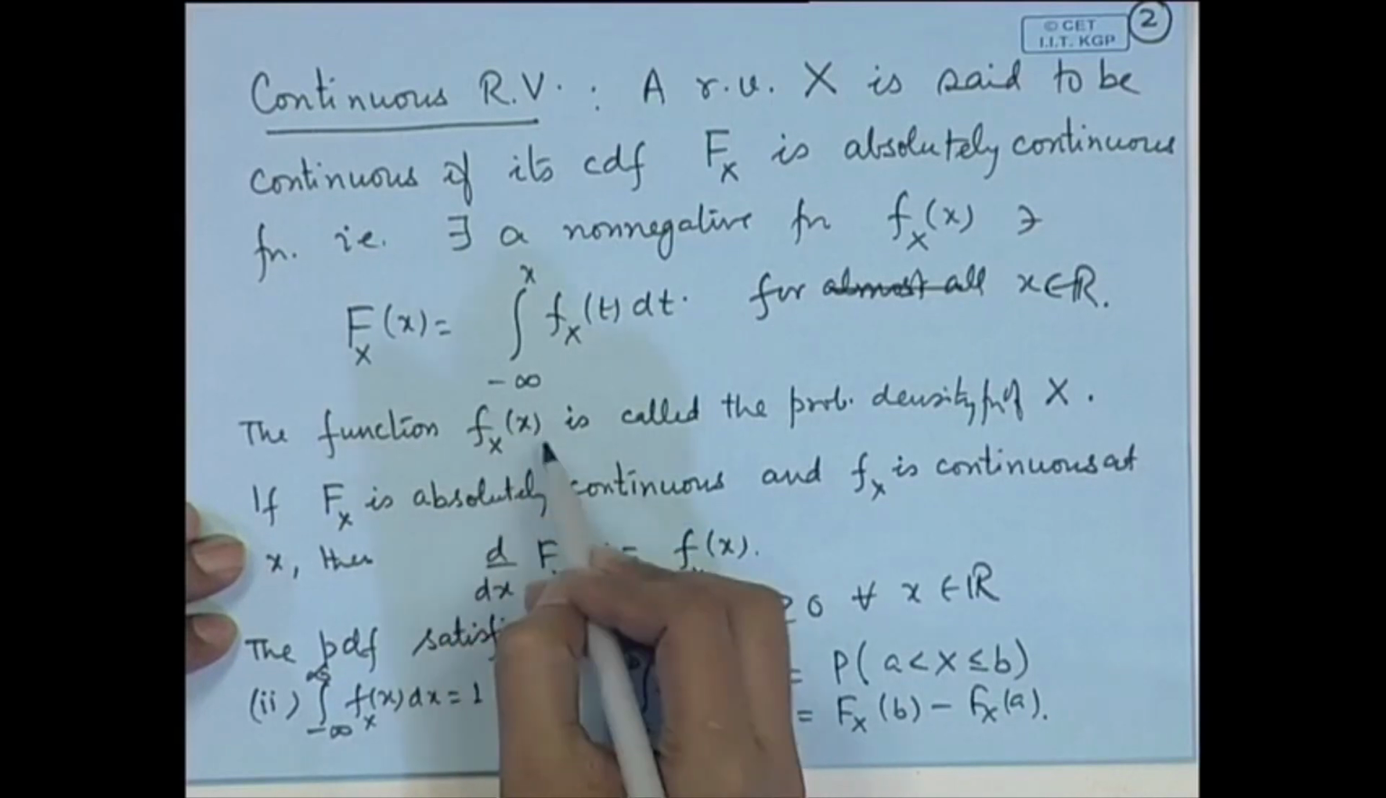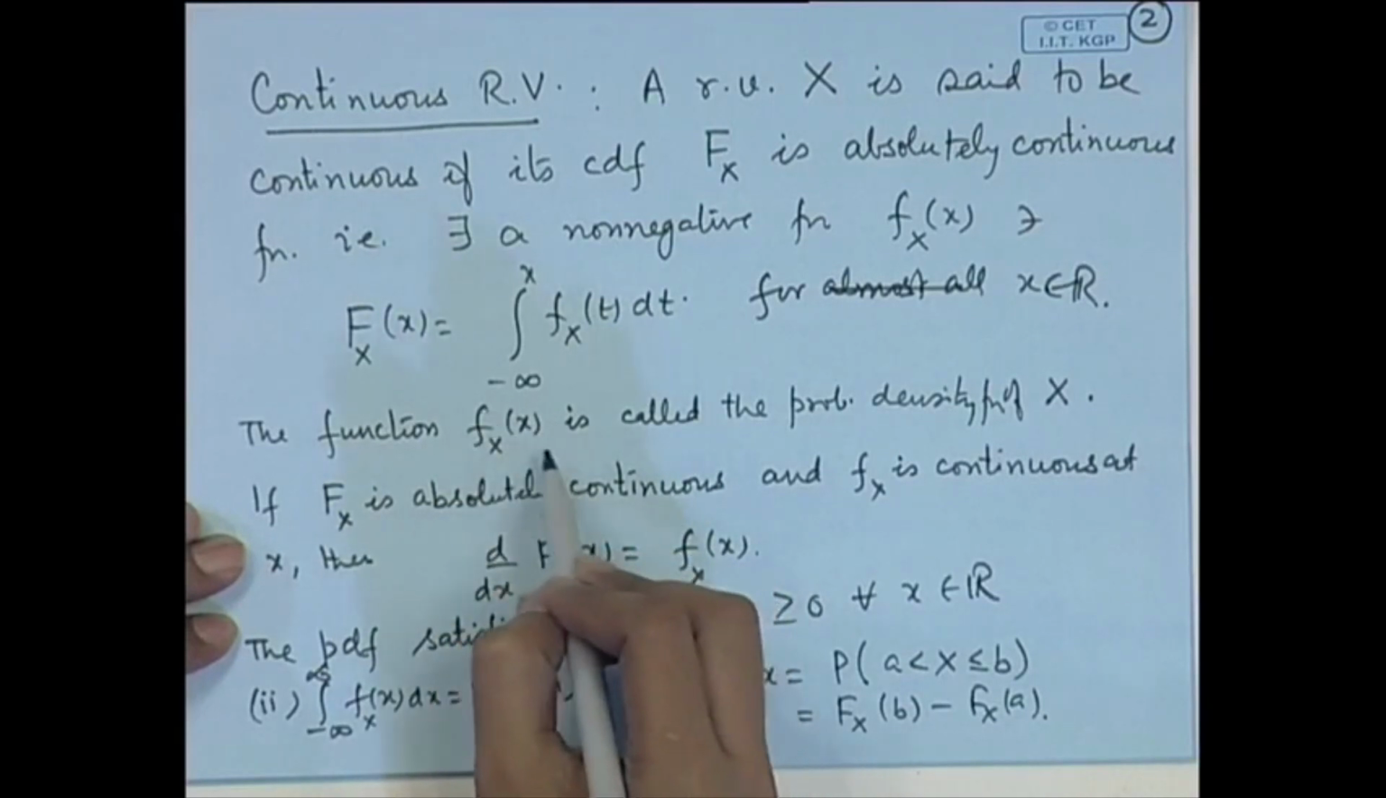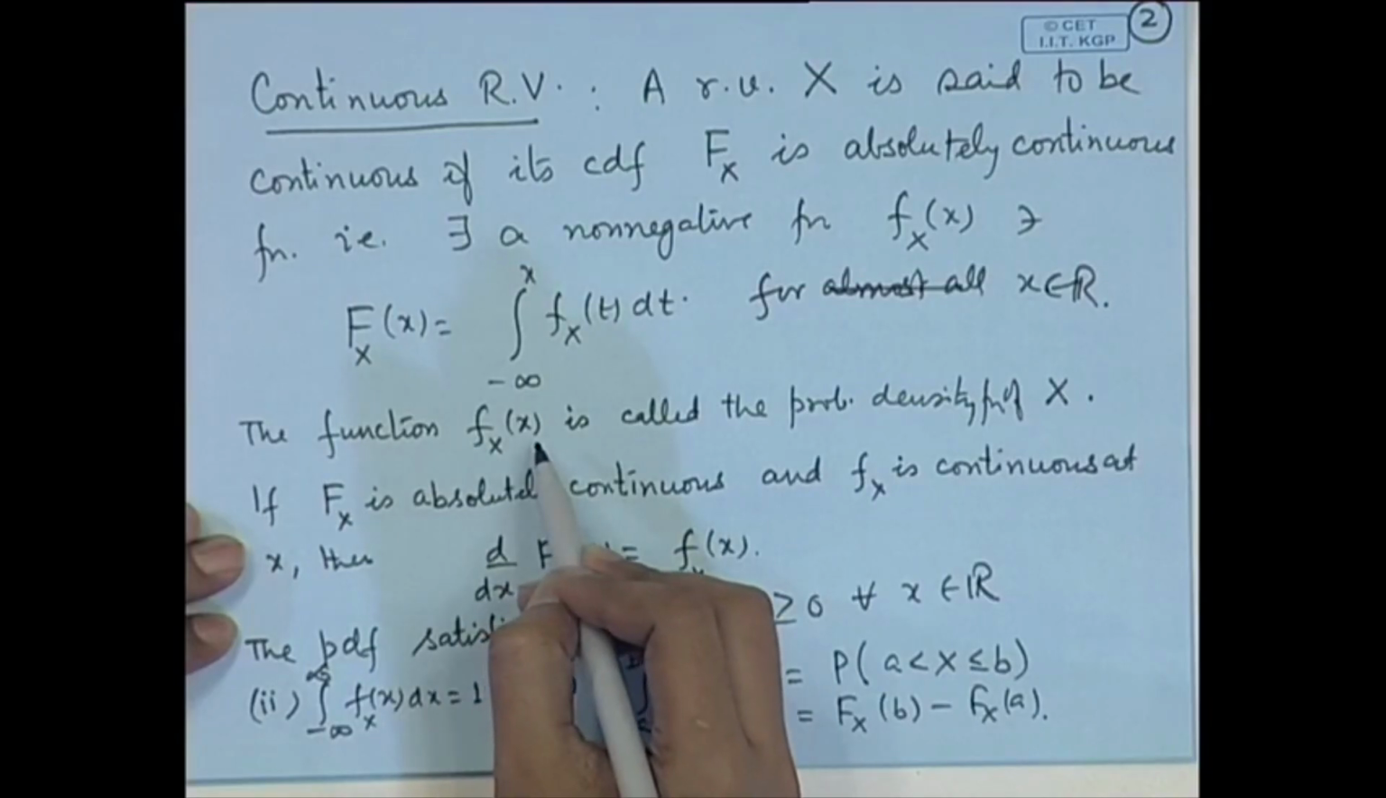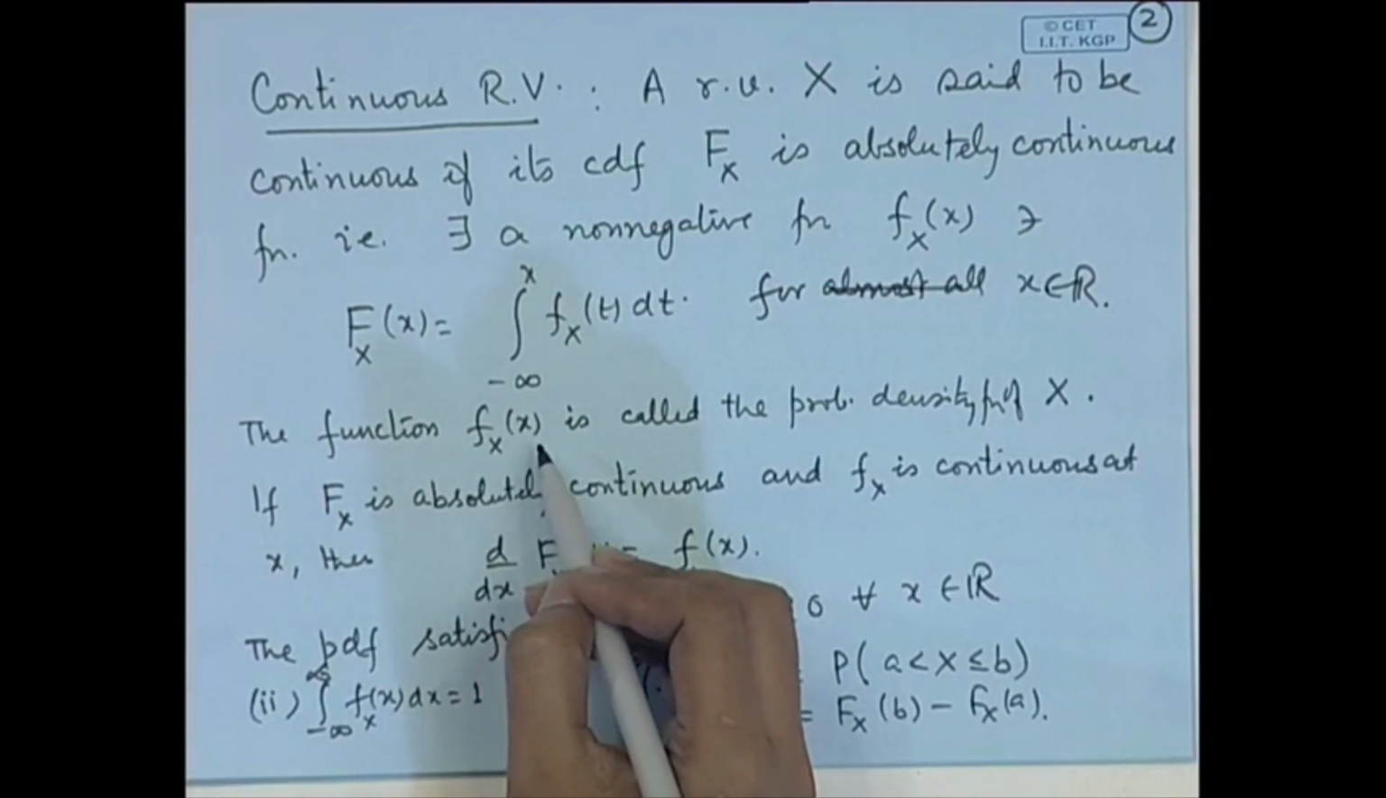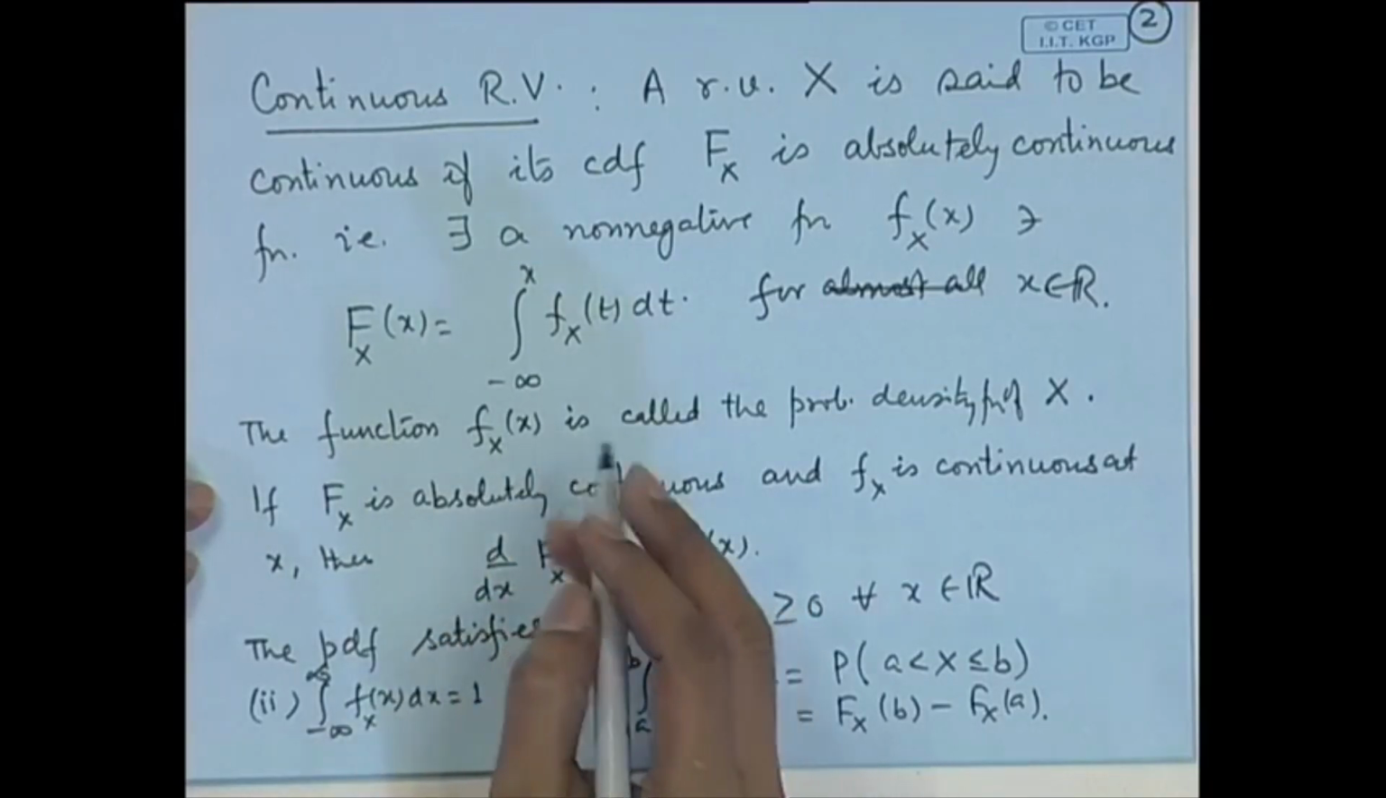Now, one should not get misled and say that this is the probability that capital X equals small x. In fact, in the discrete case, the mass function defines the probability of that point. In the continuous case, it does not define. In fact, the probability of every point is 0. So, that is an important observation.